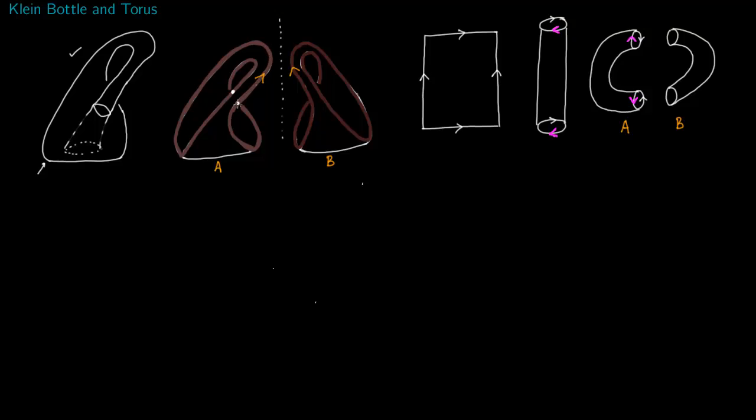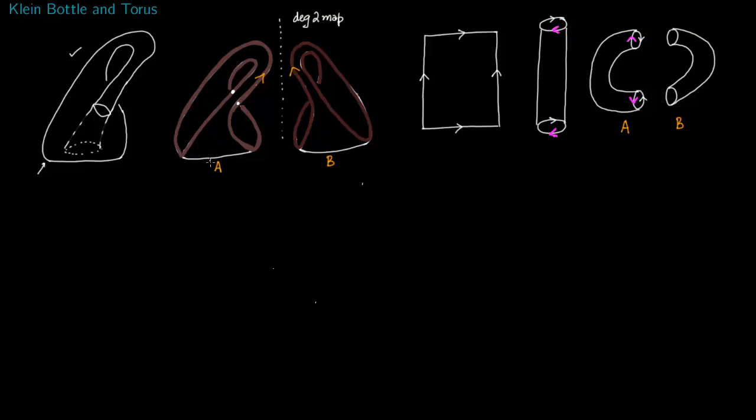And you have to glue it this way. When I'm going around like this, I'm gluing this side with this side. So there is a degree 2 map for gluing. And you can see A and B are Mobius bands.